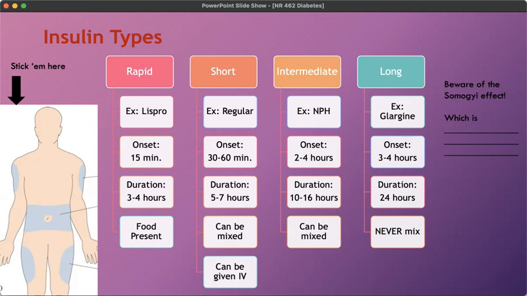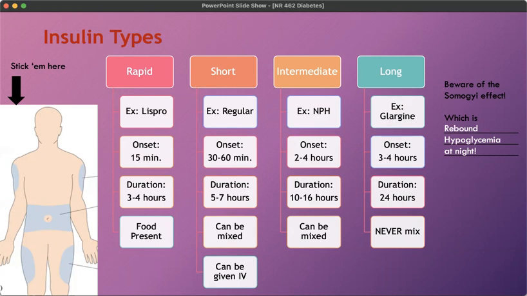We never mix glargine. And anytime we're giving insulin to a patient, we want to be aware of the Somogyi effect, which is that rebound hyperglycemia at night, more specifically like early morning hours of the night. So the early AM hours.